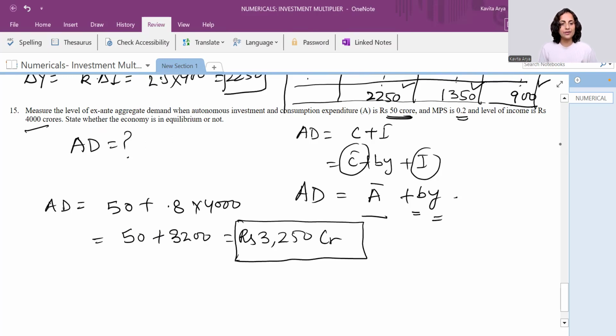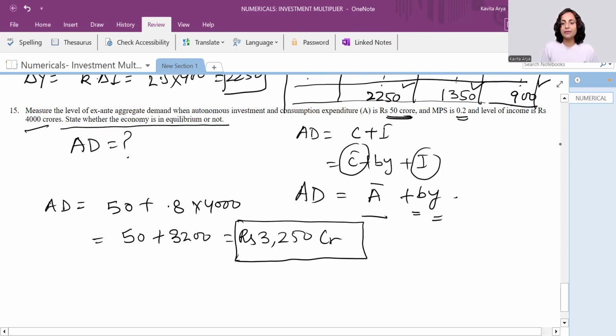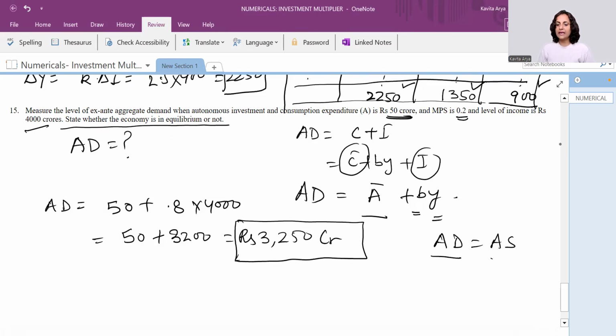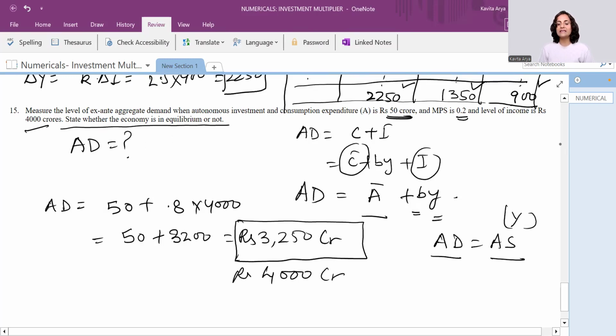The second question, whether the economy is in equilibrium. What is the situation of equilibrium? Equilibrium means AD should be equal to AS. Right. And AD is this. AS is nothing but the income. What is the value of income given? Income is given to be 4000 crores. But here AD is 3250. Because AD is not equal to AS, the economy is not in equilibrium.